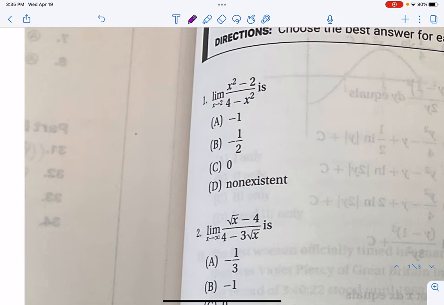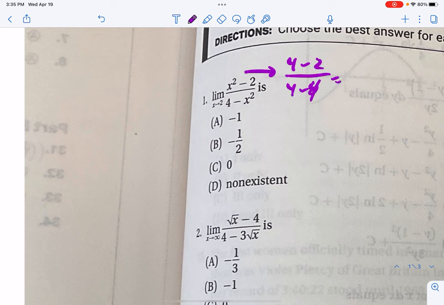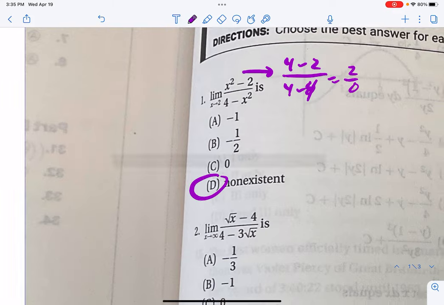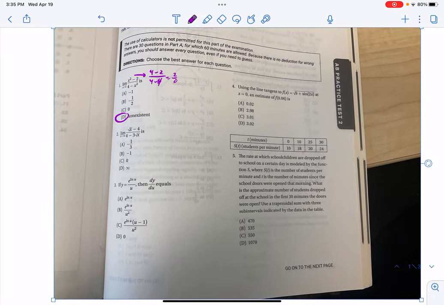Okay, so first instinct for any limit problem, what happens if we plug in? If we plug in up top, we get 4 minus 2. In the bottom, we get 4 minus 4. So that's 2 over 0. That does not approach a number, so that is non-existent, right? Maybe it goes to infinity, but it's definitely not a number.